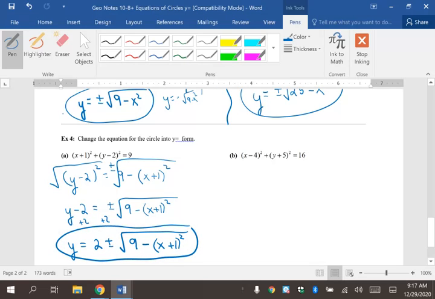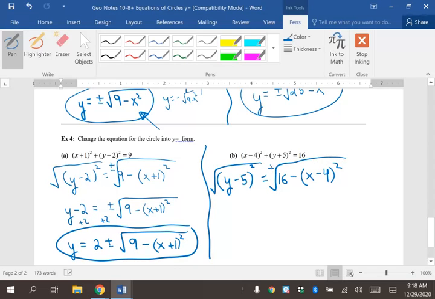Just like in problem 3, A and B, don't simplify these anymore. Those are simplified. Part B, solve for y. So we will subtract the quantity of x squared from both sides. So we have 16 minus this quantity x minus 4 squared. Then take the square root of both sides. Make sure you take plus or minus.